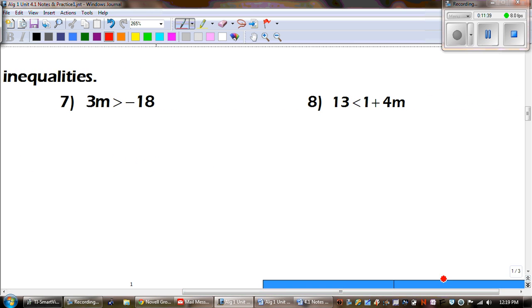All right, number 7. Okay, I want to get my variable by itself. Right now it's being multiplied by 3, so to get the 3m by itself, I'm going to divide by 3. Now I'm dividing by a positive, so nothing changes. I don't flip my sign or any of that. -18 divided by 3 is -6.